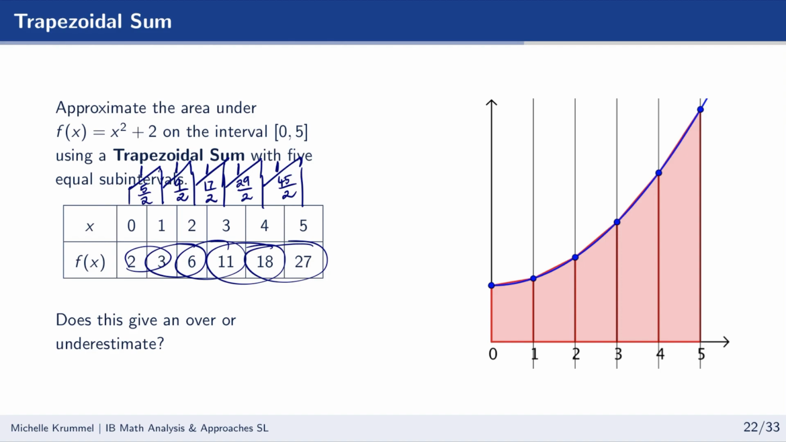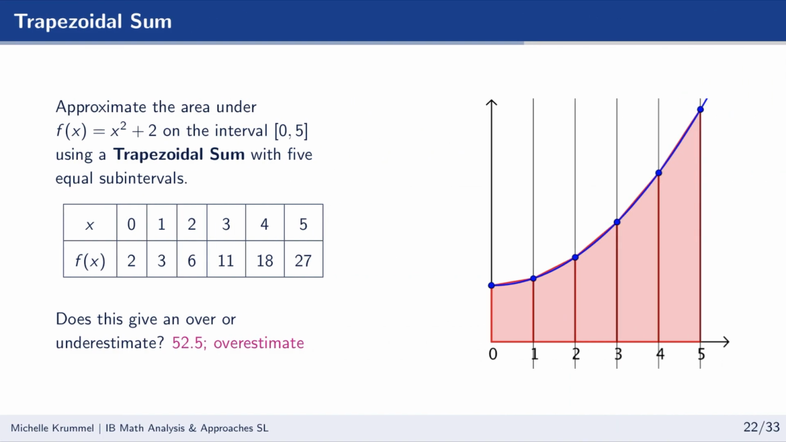So the average bases, I already took care of those. That's the number I wrote on the inside. You multiply the average base times the height. So 1 times 5 over 2 plus 1 times 9 over 2 plus 1 times 17 over 2 and so on. Then we add those all up, and we get 52.5. Because the function is concave up, we know that this is an overestimate. Now looking at the graph visually, we can see, yes, it's an overestimate, but not by that much. This does a pretty good job of approximating the actual area.